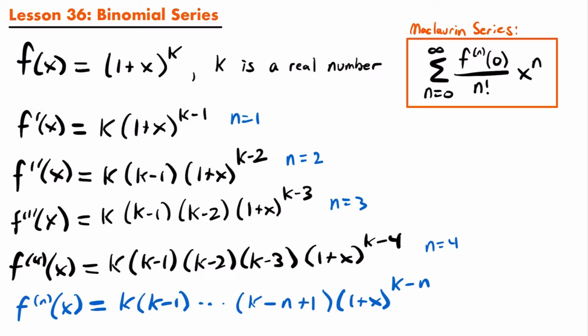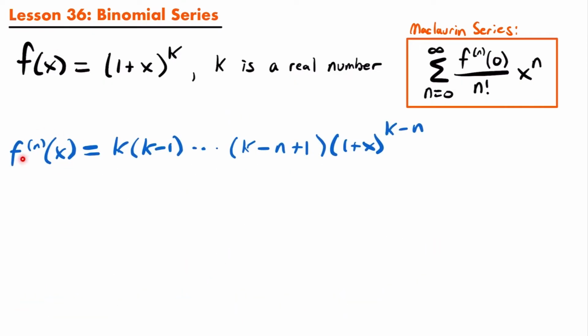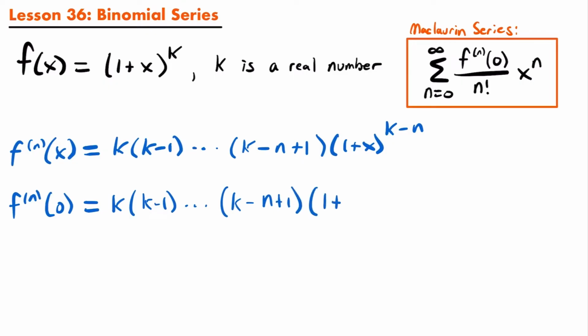But now, we want to evaluate this nth derivative at 0 in order to write out the Maclaurin series for this function. So, if I clean up my work, let's evaluate our nth derivative at 0. Our nth derivative, evaluated at 0, will be equal to k times k minus 1, multiplying all the way up till k minus n plus 1 times 1 plus x, which is 0, to the power of k minus n. All right, so that x right there is the only x in this nth derivative, so that's the only place where 0 gets substituted in.